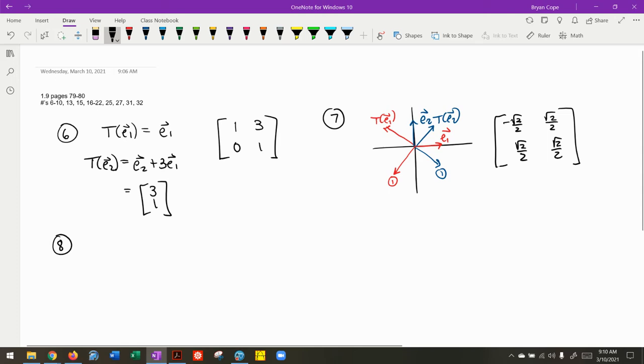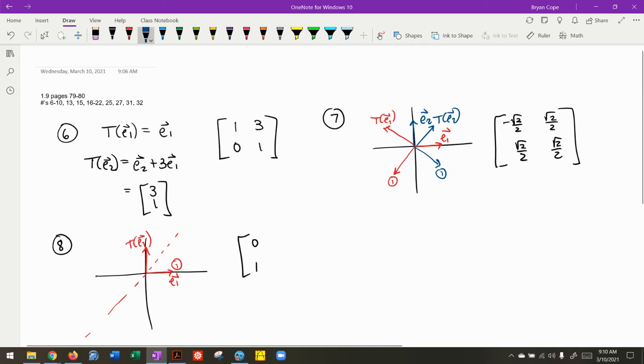Okay, number 8. We've got a transformation that first reflects points through the horizontal x1 axis and then reflects points through the line x2 equals x1. Remember, don't get confused by the notation here. We're reflecting over the x-axis and then we're reflecting over the line y equals x. So what happens to E1? Here's E1. When it gets reflected over the x-axis, it stays there. When it gets reflected through the line y equals x, it turns into this. So this is T of E1, which is the vector 0, 1. So our first vector is 0, 1.